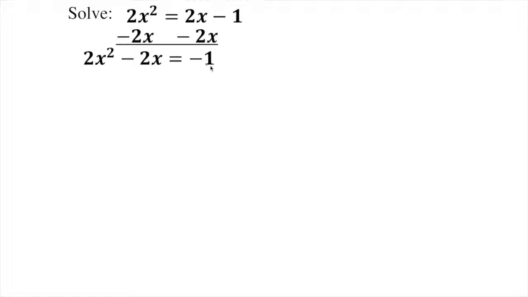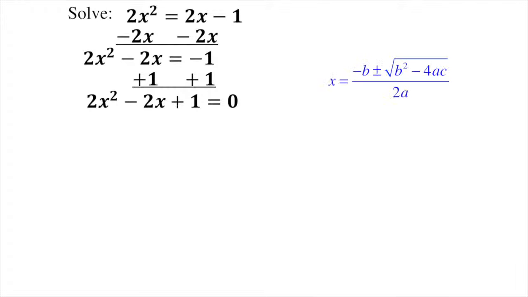Now I've got to get my negative 1 on the other side. That means I'm going to add 1 to both sides. I end up with this one here. Unfortunately, this one cannot be factored very easily. So I'm going to have to plug this one into the quadratic formula. Well, the quadratic formula, I have to find out my a, b, and c values.